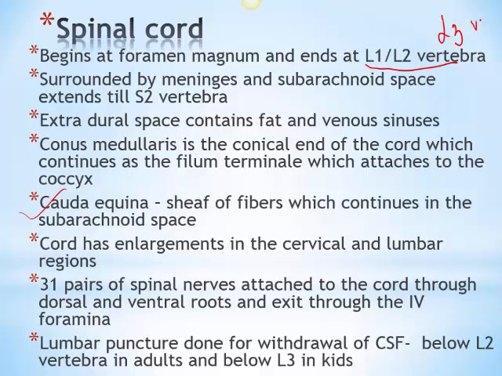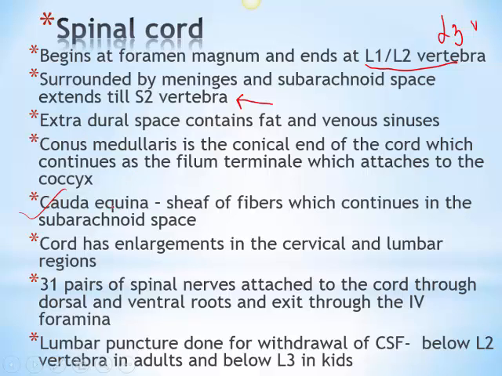Like the brain, it is surrounded by meninges and the subarachnoid space. But the subarachnoid space also does not extend all the way down. It goes only up to S2. So wherever you have these levels, it's important for you to remember them. So remember, the cord itself ends at L1, but the subarachnoid space ends at L2. Where the cord ends, that area is called, because it looks conical, the conus medullaris. And from there on, there's a thin filament which comes down.